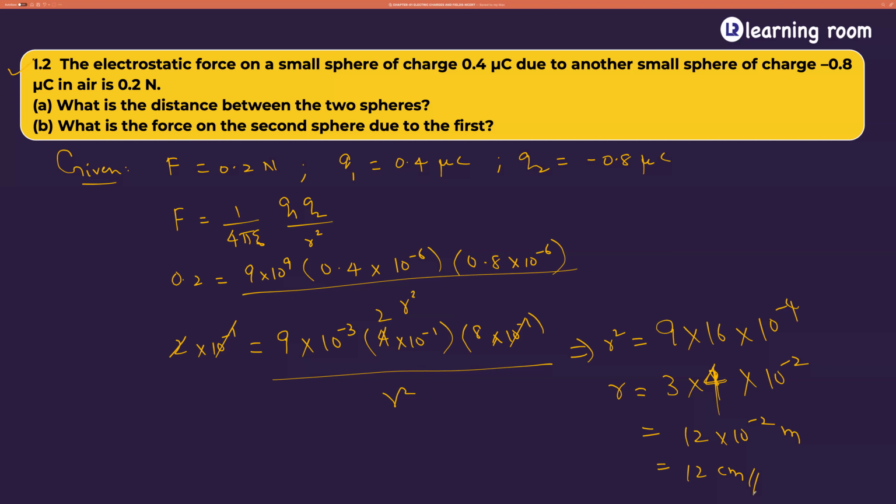Now the next part is, see, let's finish this also. What is the force on the second sphere due to the first? Obviously, it's 0.2 Newton. Right. So make a note of this. Most of these problems you would have found in assignments, right? Because all were NCERT problems only that were given. I didn't give anything outside. Okay.